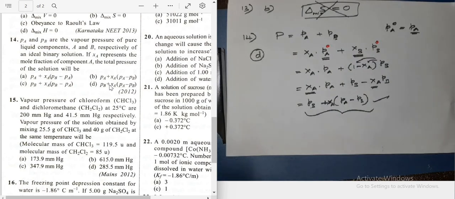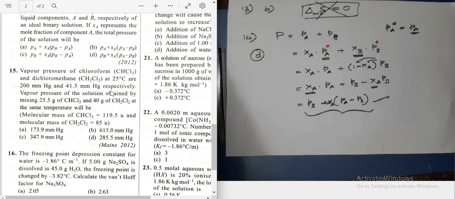Then see question number 15. Vapor pressure of chloroform and dichloromethane at 25 degrees Celsius are 200 millimeter of mercury and 41.5 millimeter of mercury respectively. Pure vapor pressures are given: for chloroform 200 and for dichloromethane 41.5 at 25 degrees Celsius. The question is, the vapor pressure of the solution obtained by mixing 25.5 gram of chloroform and 40 gram of dichloromethane at the same temperature will be.